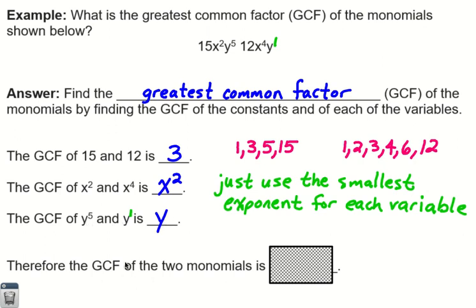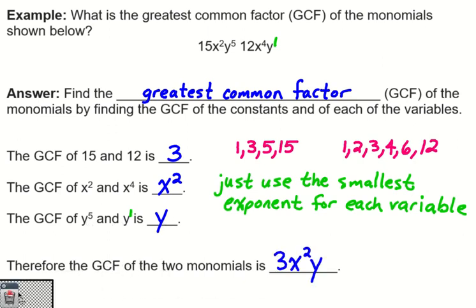And therefore, the overall GCF, you just multiply all those together. You just put them all together. And the overall GCF is 3x squared y. Okay?